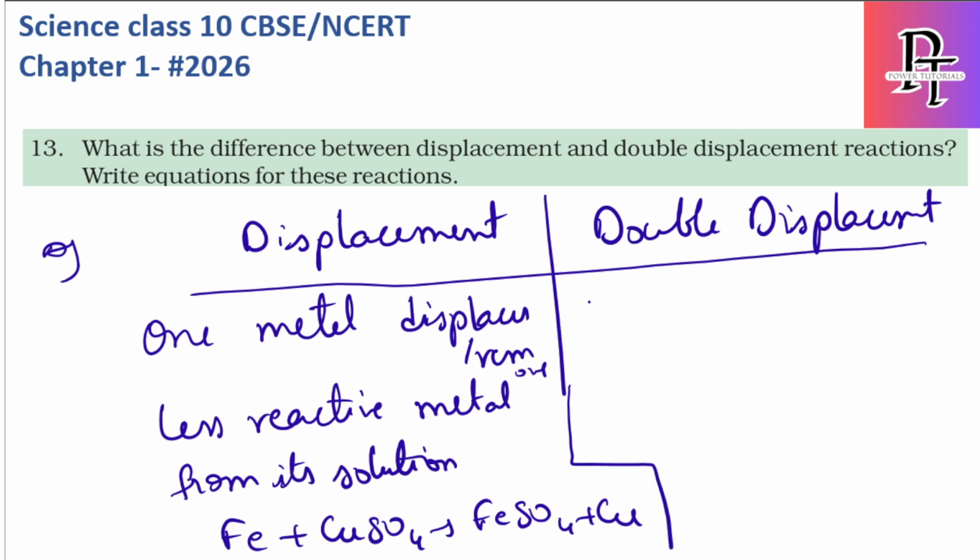What is double displacement? Two metals get their positions interchanged.